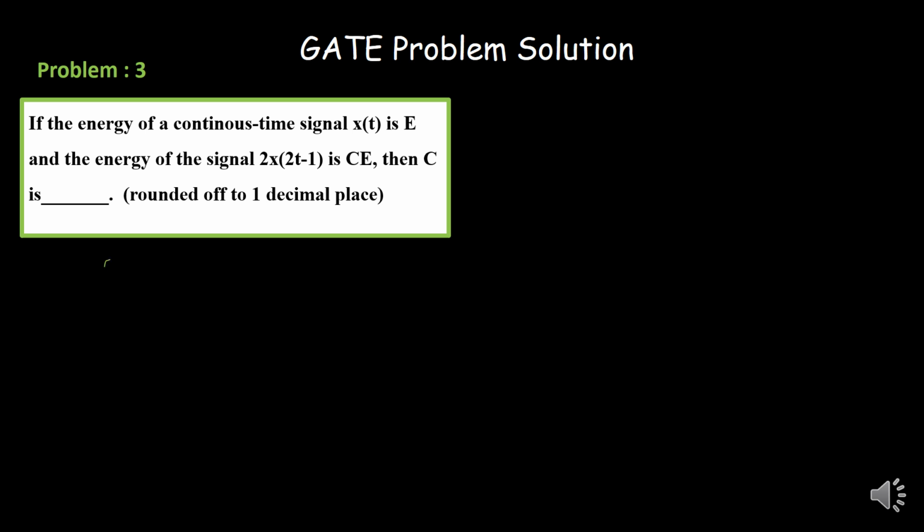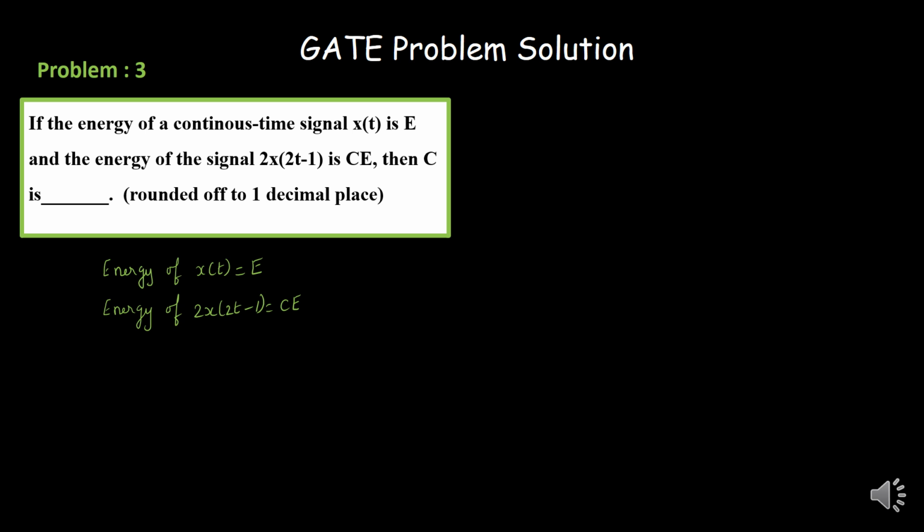See here, energy of x of t is given as E. And then energy of 2x into 2t minus 1 is CE. Okay. So let me write the energy equation first.